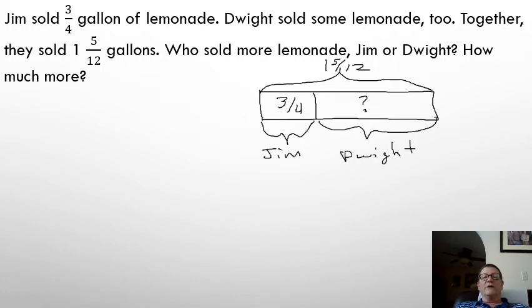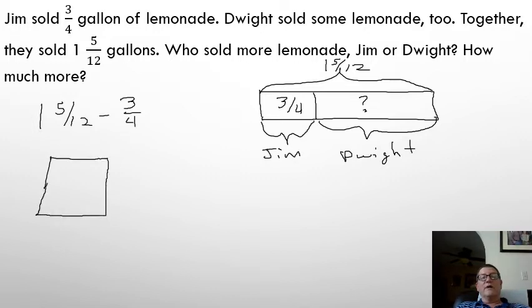So by looking at this, we have 1 5/12 minus 3/4. So first, let's create an equivalent fraction. Now, as you can see, this is getting to 12, so this is going to be pretty rough on this one. And this one here is fourths. So what does it look like when we do 12s?